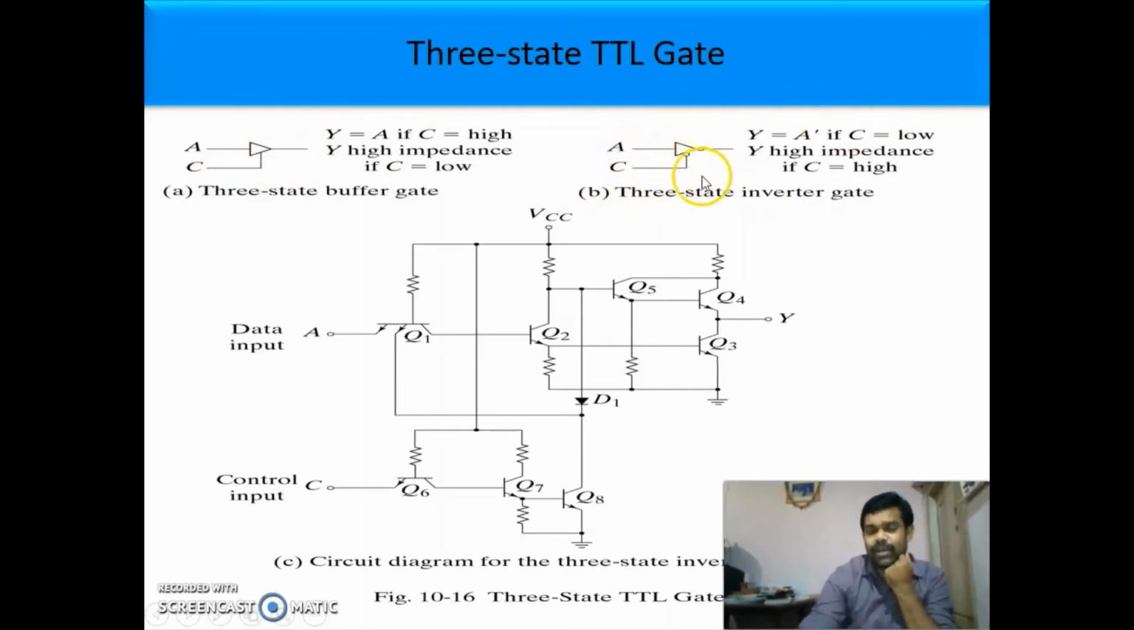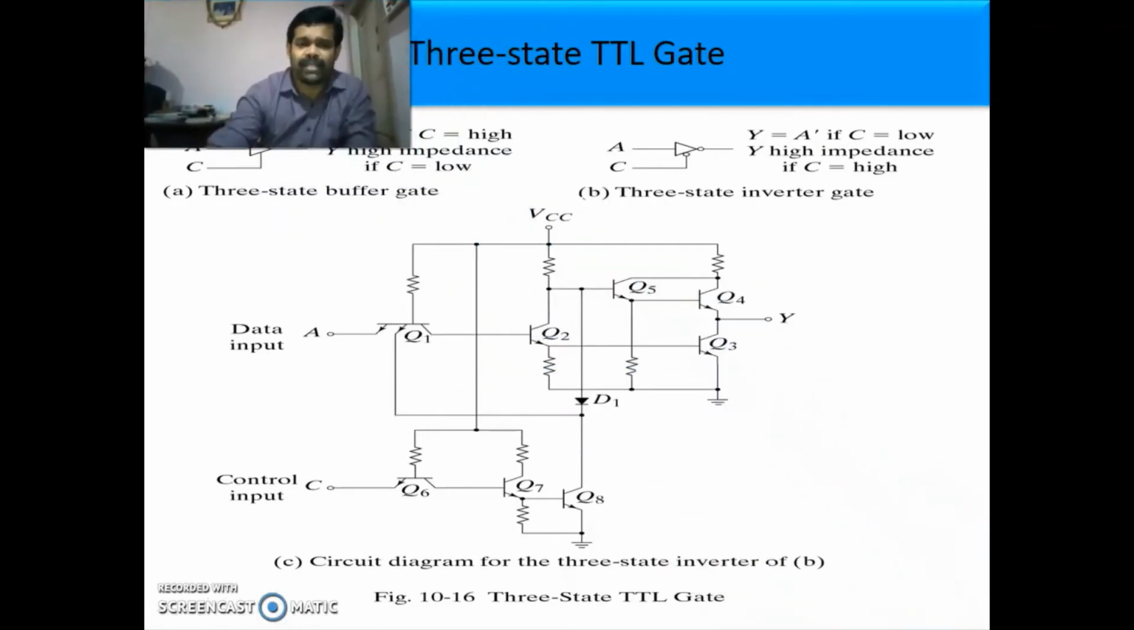Now we'll come to this circuit. When C is equal to 0, it acts as an inverter. Output will be the complement of input. When C is equal to 1, the output is in high impedance state. So the condition is: when C is low, output is the complement of input; when C is high, output is in high impedance state. Now we will go into the diagram and I will explain.